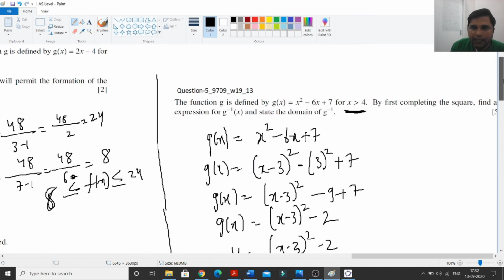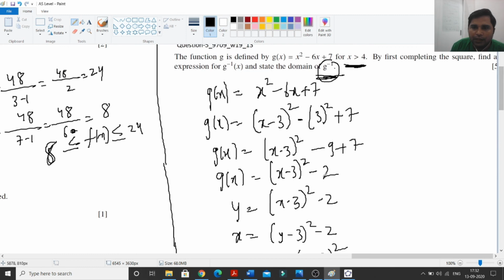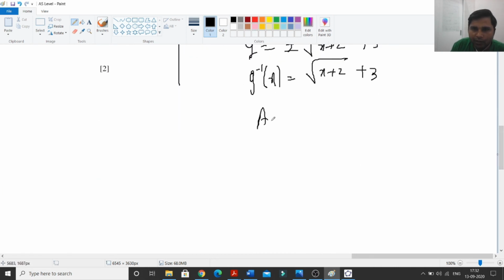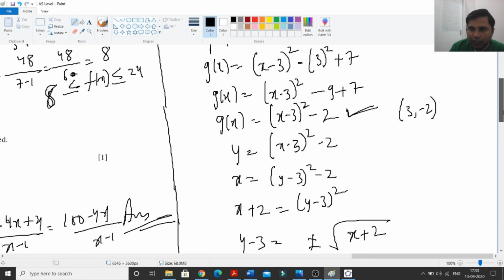Now it says state the domain of g inverse. So the domain of g inverse is actually the range of the function. Okay, so here is our function. The vertex here is 3 comma minus 2. But this function is defined for x greater than 4, right? So it's not defined from the vertex. It's defined for 4. So we'll substitute 4 here.